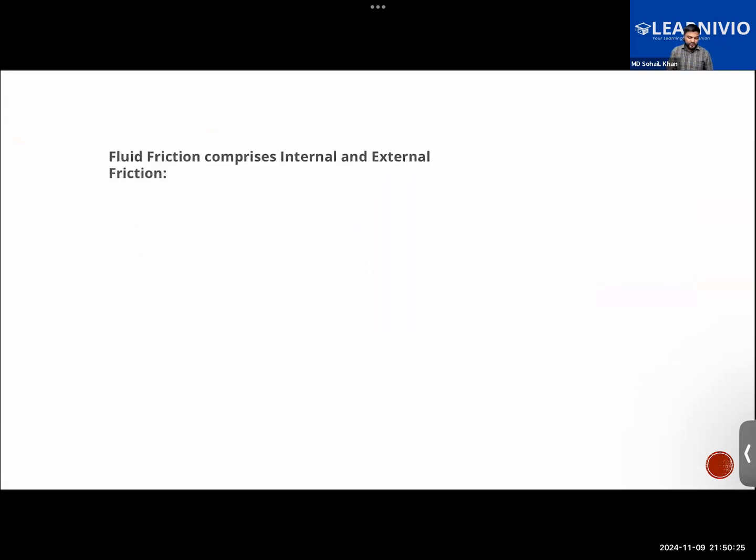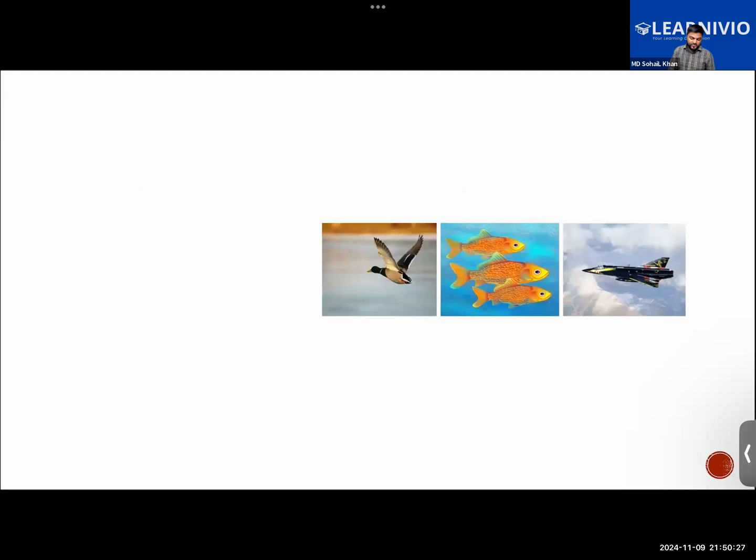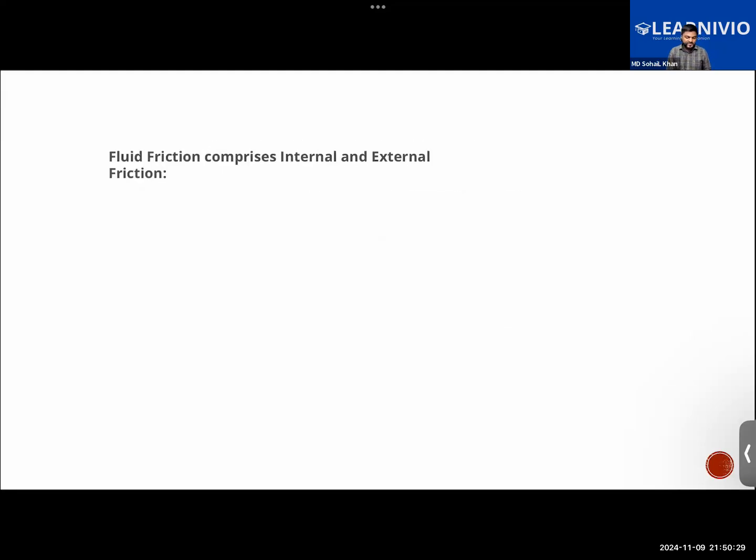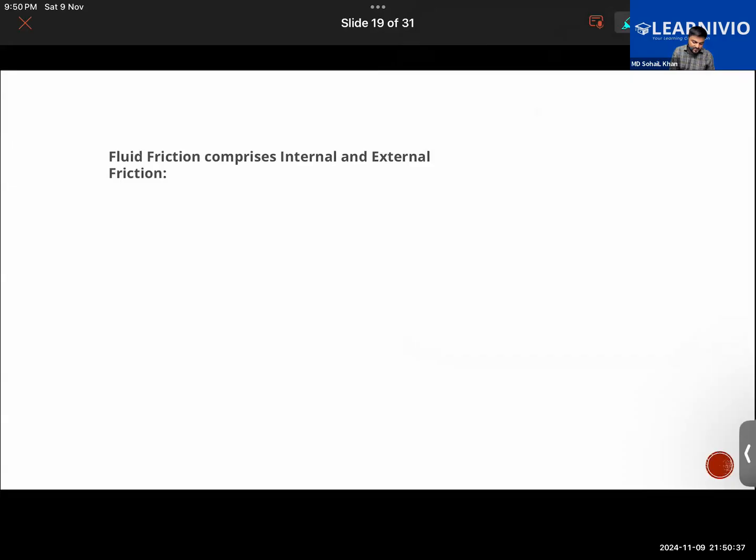We learned about fluid friction also. In fluid friction, particularly, we learned that it comprises internal and external friction. This is something we were discussing in the previous class. By the way, what does fluid refer to, Ibrahim? When we say fluid, what does it mean?